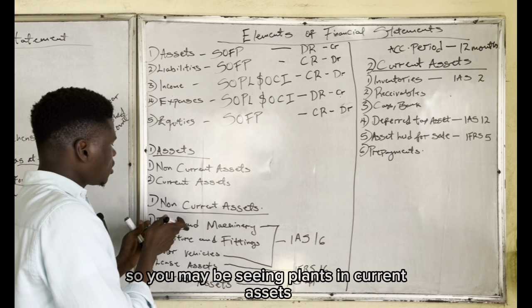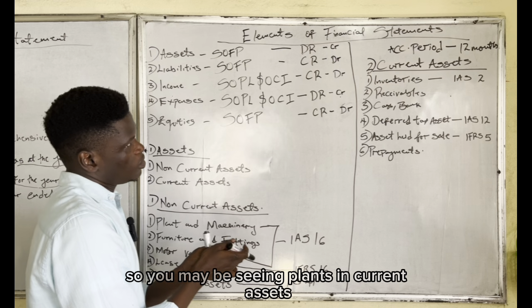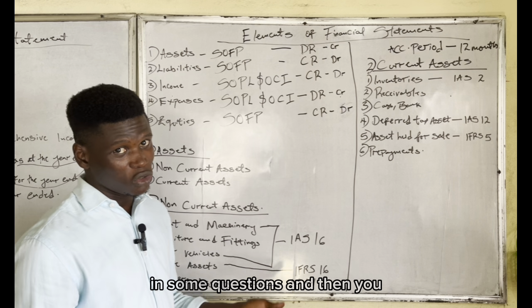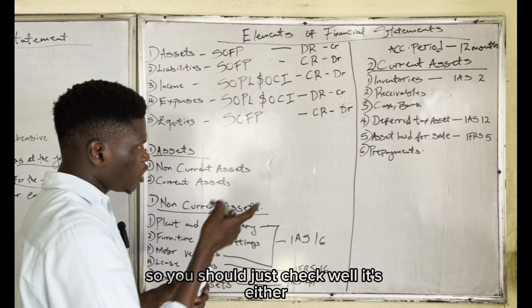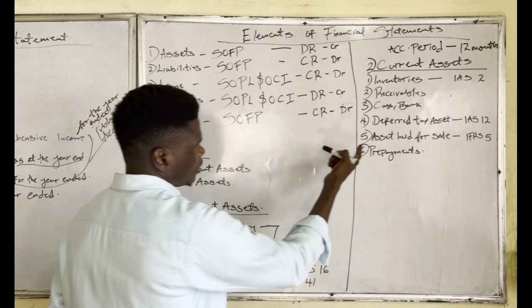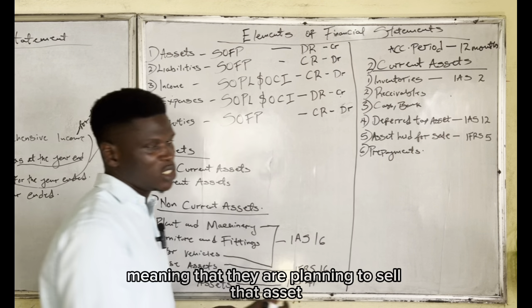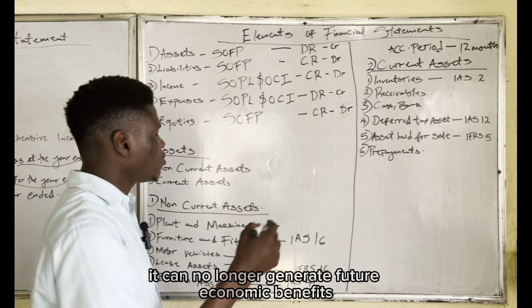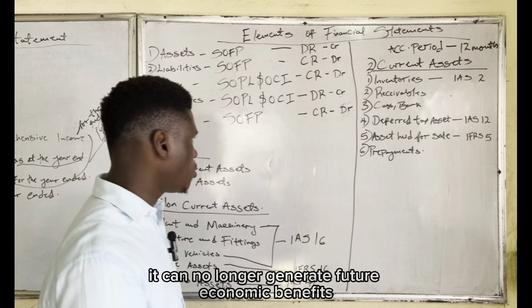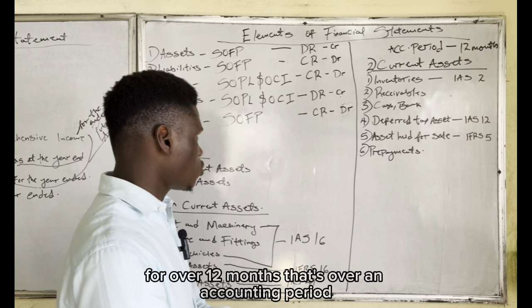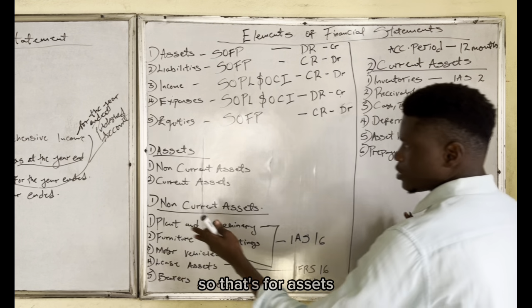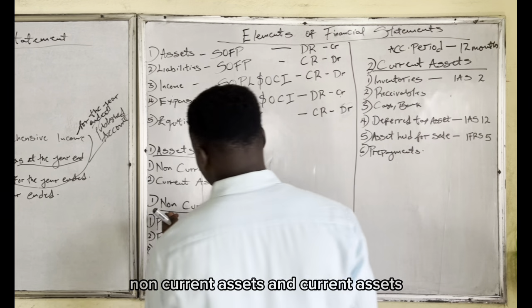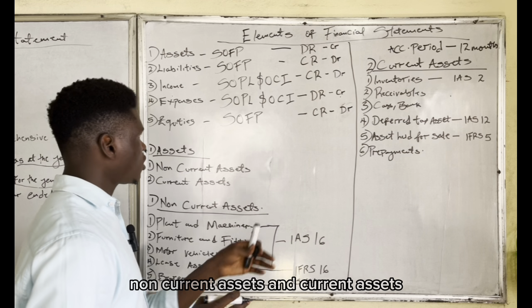So you may be seeing plants in current assets in some questions, and then you say maybe they are wrong. So you should just check well. It's either it's an asset held for sale, meaning that they are planning to sell that asset. It can no longer generate future economic benefits for over 12 months. That's over an accounting period. So that's for assets, non-current assets, and current assets.